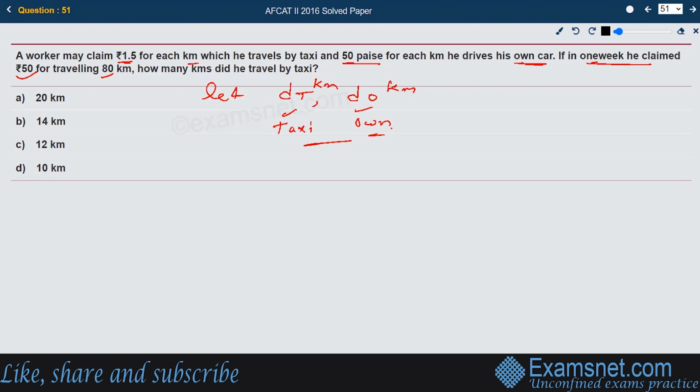Now, as he said, in the whole week he has traveled in all 80 kilometers. So the first equation can simply be made as dt plus do is equal to 80. The total distance is 80. This can be the first equation.